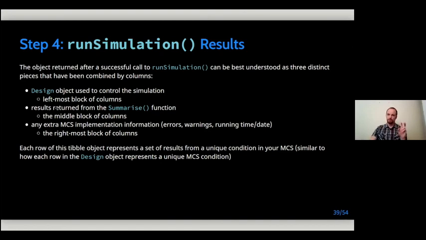Then the middle block is going to be all the results we got from our summarize function. So if I just did one variable called EDR like I did today, the middle is just going to have one single column. And the rightmost side is going to be a lot of extra Monte Carlo simulation implementation information. So if errors were thrown, how many errors were thrown, if there are warnings, the current runtime, whether the data is completed, all this extra information that might be helpful to you for debugging purposes is automatically going to be appended onto the end. And you can actually view that.